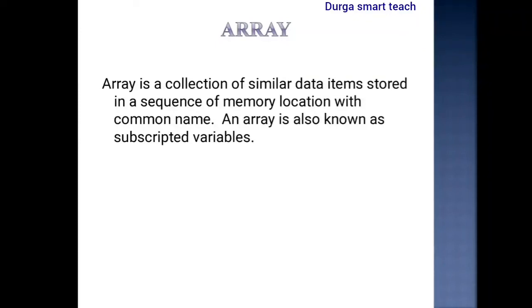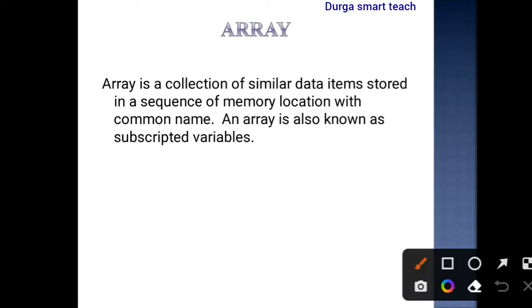Today I am going to discuss about array in C. So, array is a collection of similar data items stored in a sequence of memory locations with a common name. Here arrays are mainly used to store data in a continuous memory location.